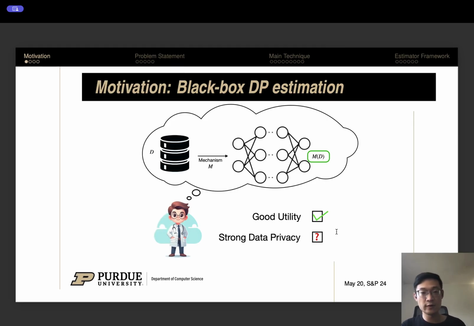Our work is motivated by the following scenario. We have a domain expert who knows quite well how to extract useful information from a dataset, but he might not know how to show that the extracted information preserves strong data privacy. Let's imagine the domain expert is designing a machine learning algorithm M. Here we call it mechanism M.